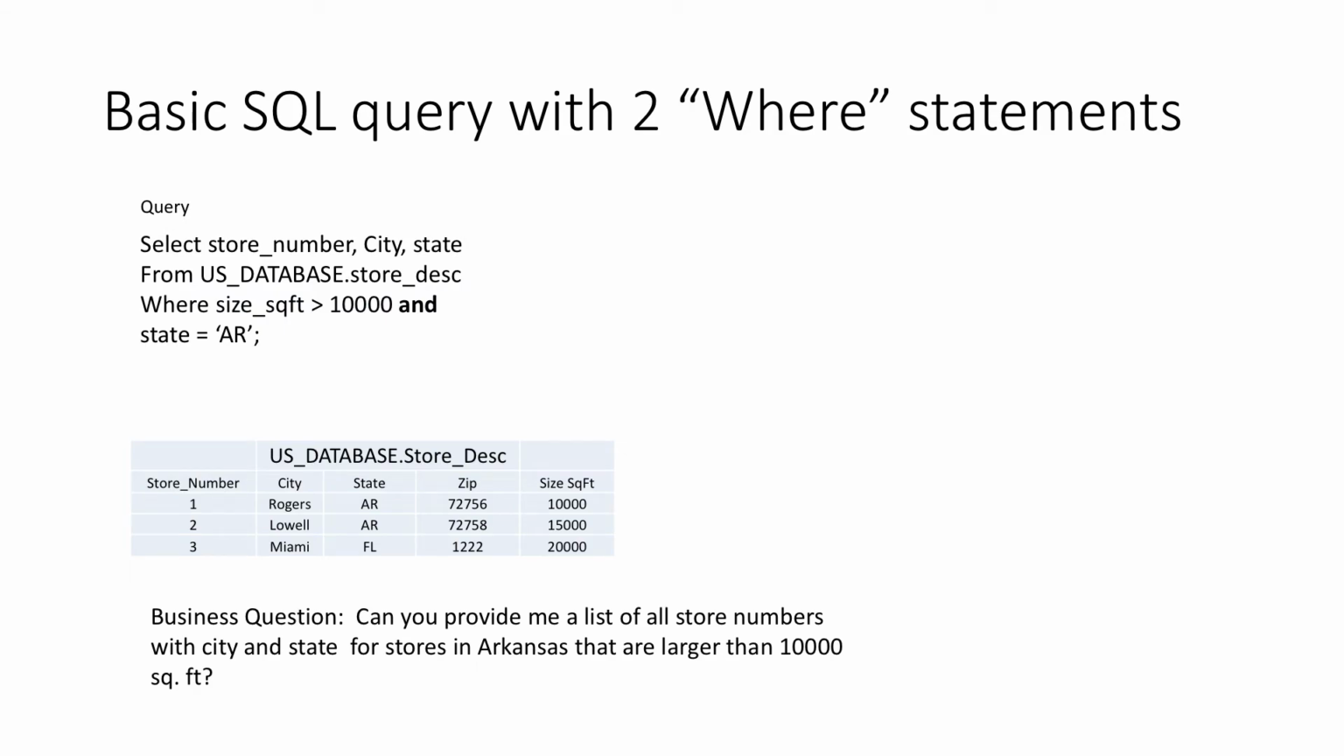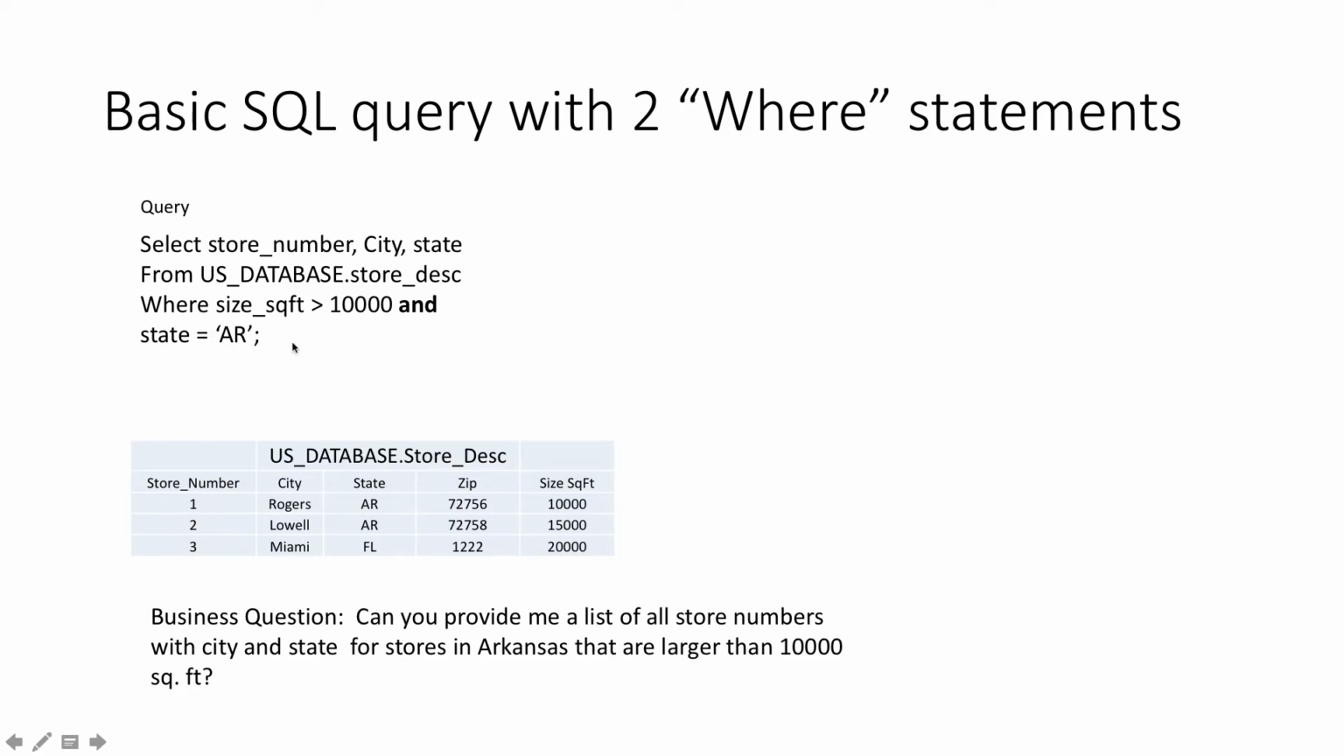And here's our query. Again, we're selecting store number, city, and state from this database table where size square feet is greater than 10,000 and state equals Arkansas. So we can have more than one filter for our SQL query. Again, because this is numeric, we don't have the ticks. And I'm using ticks for short instead of apostrophe. And state equals Arkansas. This is a text field. State is a text field, and we will have the text in ticks.